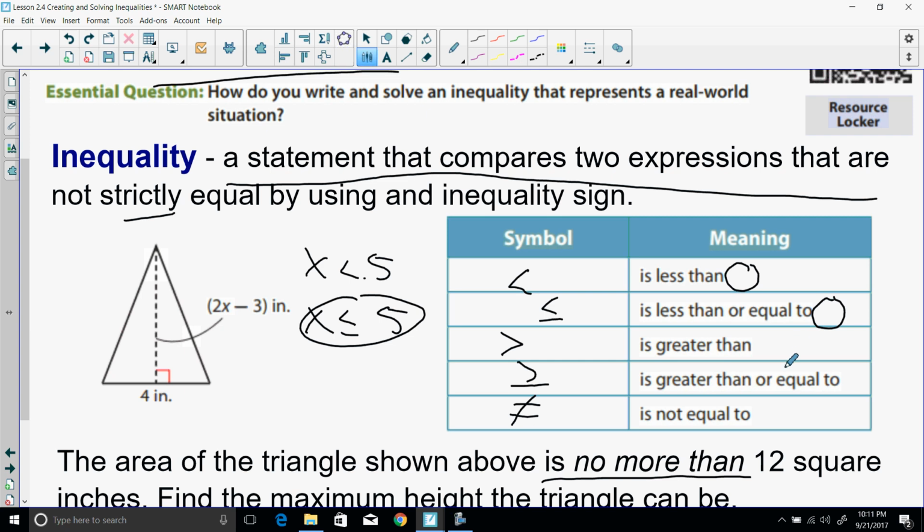Inequalities with equal to, so greater than or equal to and less than or equal to, will each have filled in circles. So let's see how well I can color with this thing. Filled in circles here. That tells us that, just like this says, 5 is part of the solution. So we would have an open circle for less than and greater than, and closed circles on greater than or equal to and less than or equal to.